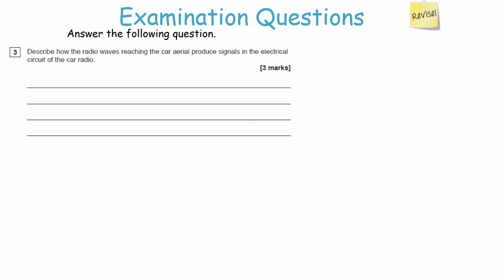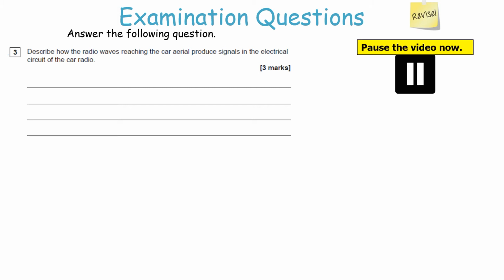Next question. Describe how the radio waves reaching the car aerial produce signals in the electrical circuit of the car radio. So pause the video now, then unpause the video when you want to go through your answers.